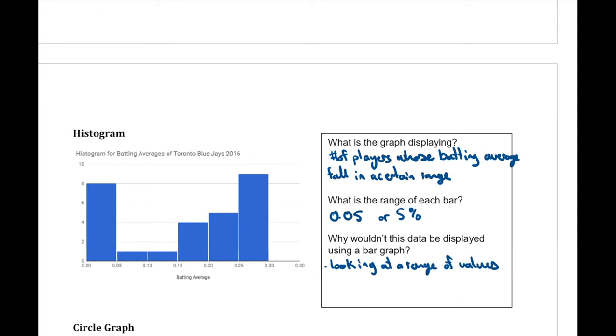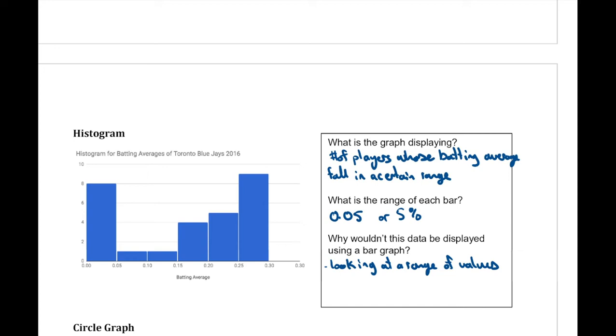So you're looking at a range of values. And the key thing here is that the values we're looking at aren't necessarily fixed. What we mean by that is that not all the values are going to be the same. It's not like each value is a category. You're not going to have 10 people or 8 people who fall specifically on, say, a 0.150 batting average, because every value is probably going to be different, right? That's why we include ranges.